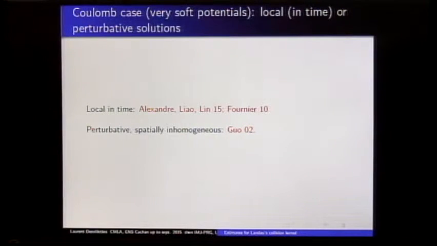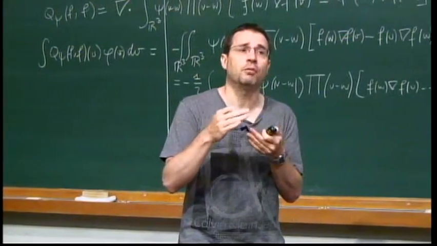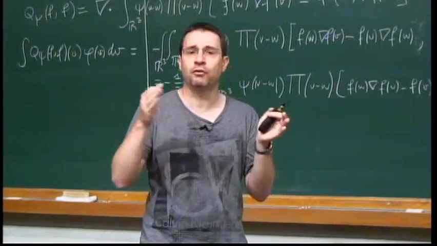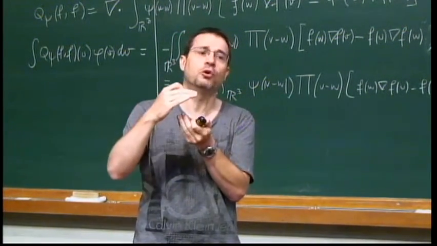So in the case of the Coulomb interaction, that is gamma equal to minus 3, there are a certain number of theories which I want to quote now. There is a theory of local in time solutions, which is due to Alexandre, Liao, and Lin. Once again, it's a very recent paper. And there was a previous paper by Fournier also. And then there is also another very beautiful theory, which is due to Yan Guo, of perturbative solutions in the spatially inhomogeneous case. Perturbative means here that you start from an initial datum which is not far from a Gaussian. So basically, you have solutions which are either for small times or close to a Gaussian.